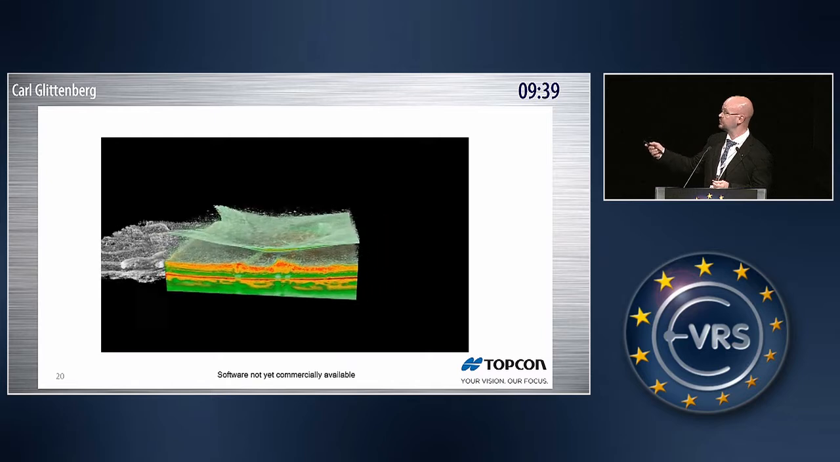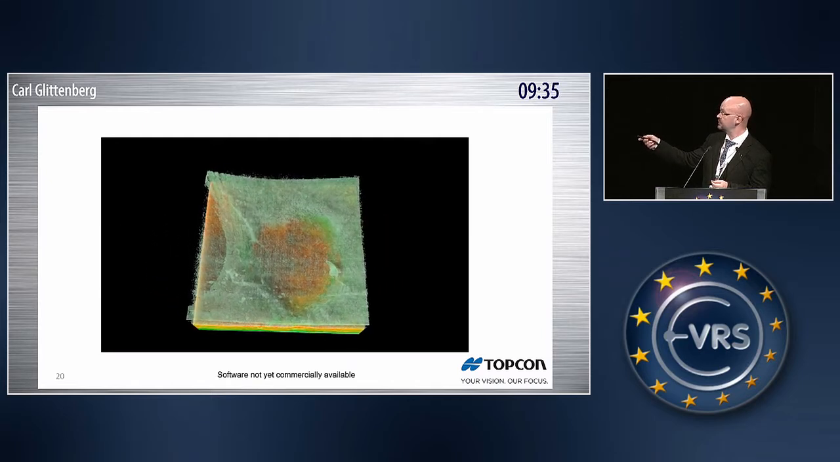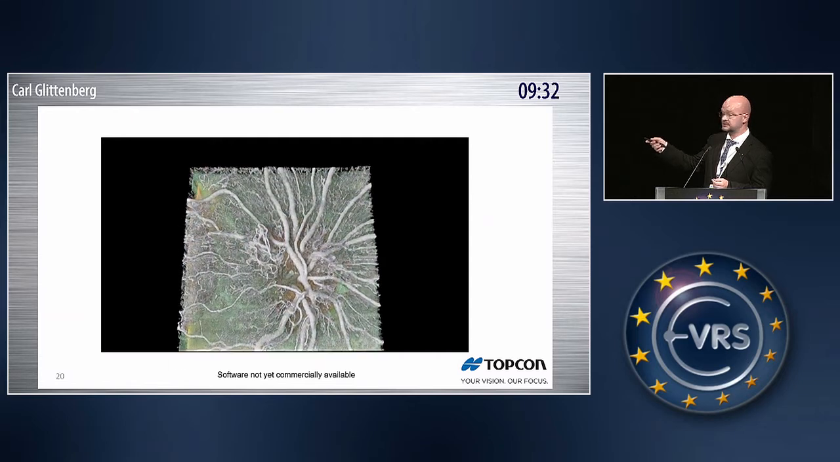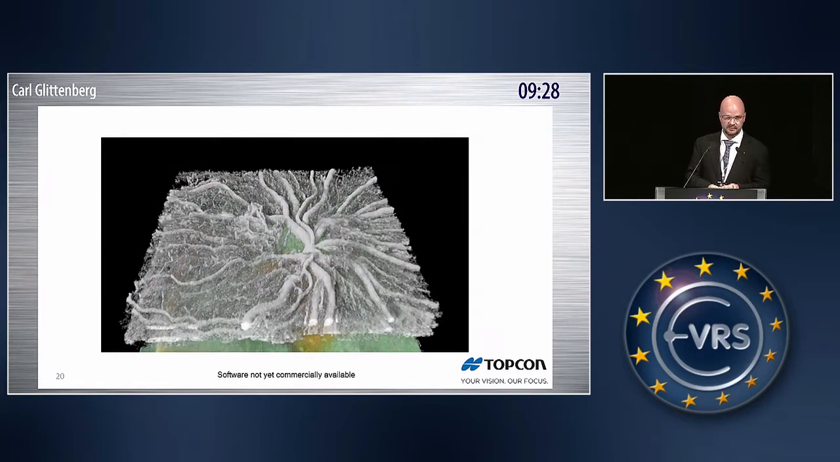So if we overlay the two images, you can see that these tractive membranes right here point right here. And if we take this out, you can see that there's a direct correlation between the neovascularization of the disc and the tractive membrane.